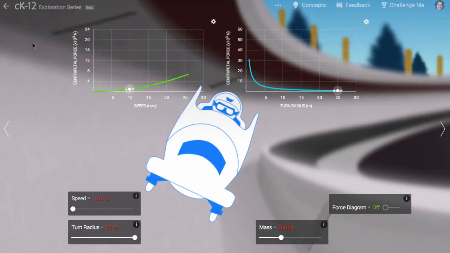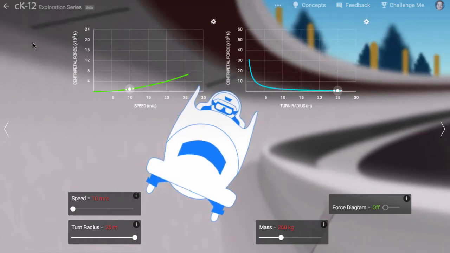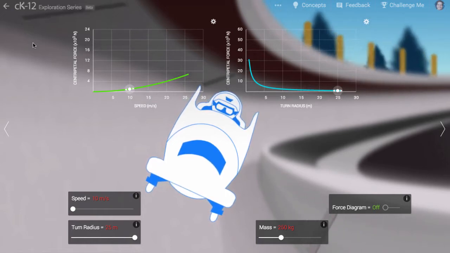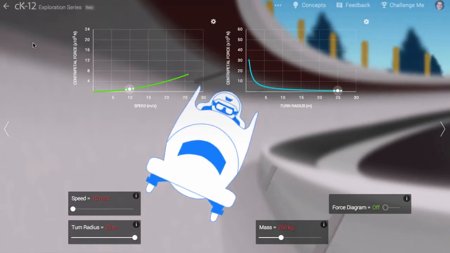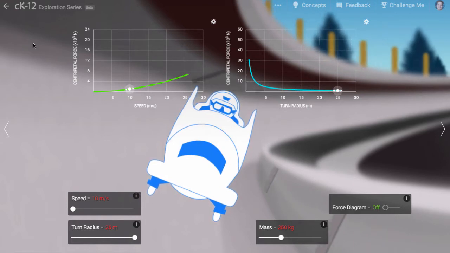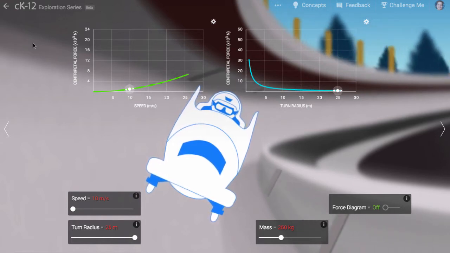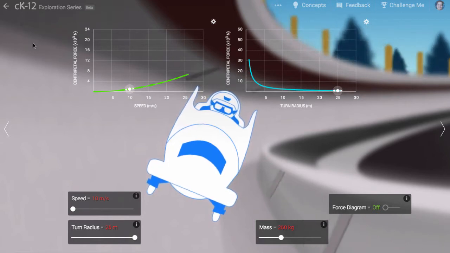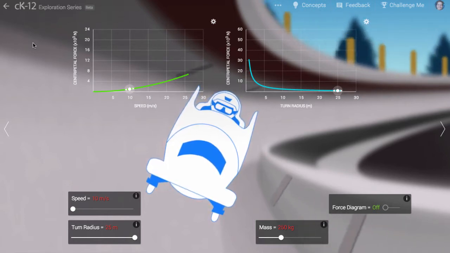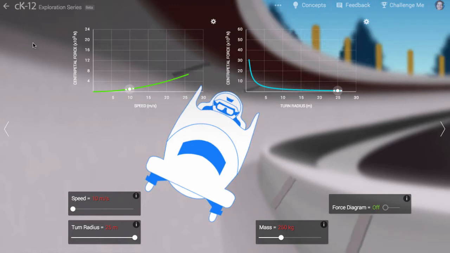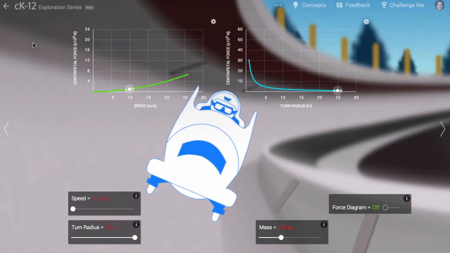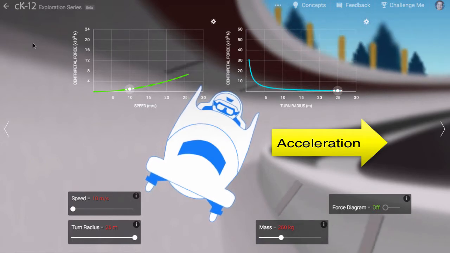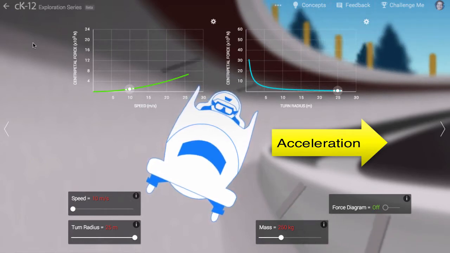Why is that? Is the speed of the bobsled changing? No. Its direction is changing. An object turns in a circle when its direction changes. Since a change in direction is a change in velocity, even if the speed doesn't change, it still counts as an acceleration. In this case, from the point of view of the bobsled operator, the sled is constantly accelerating leftward toward the inside of the track.